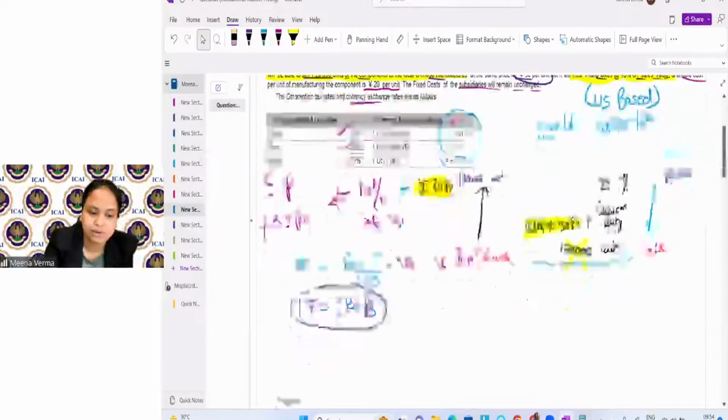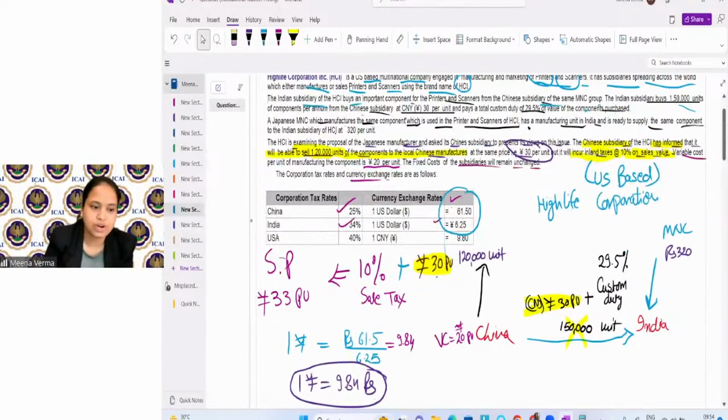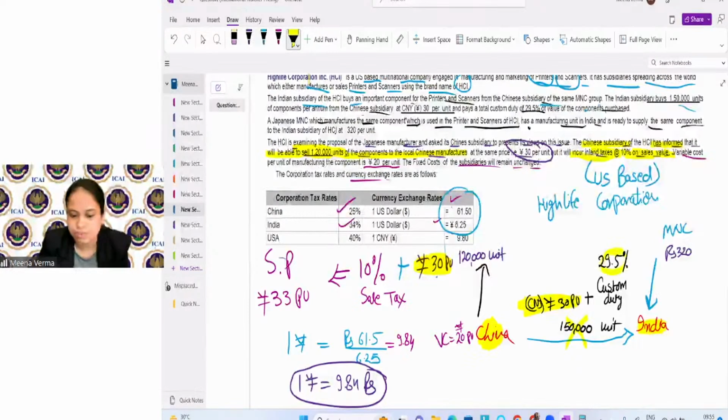Now, what do you have to do? Let's see the requirement of the question. Ye to humne case scenario we have understood. If you want, I can repeat again. So what is happening here? China is a country and India is a country, and India is receiving their raw material from China. At what price? 30 yen per unit, but they have to pay 29.5 custom duty also.